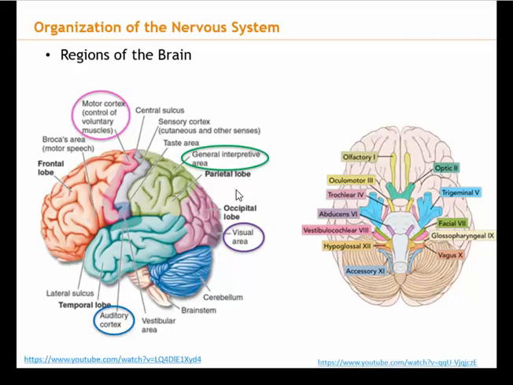Parietal lobe, what would happen if we damaged this area? Inability to identify objects, also loss of proprioception, difficulty writing, solving simple math problems. You can see here our general interpretive area, so general senses.